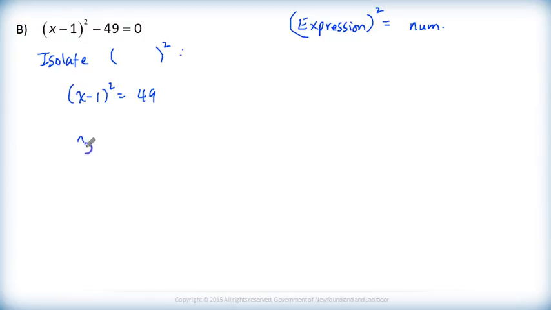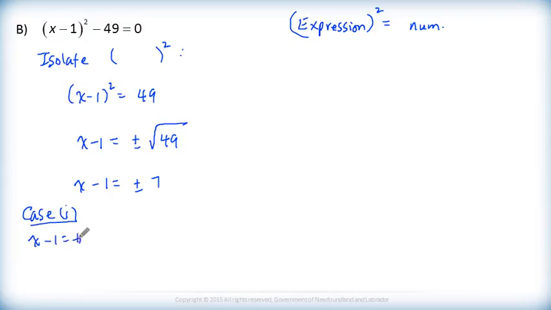Next, I can take the square root of 49, plus or minus the square root of that. So that gives me x minus 1 equals plus or minus 7. So that gives me further two cases. Case 1. X minus 1 equals positive 7. That gives me x equals 1 plus 7, which is 8.